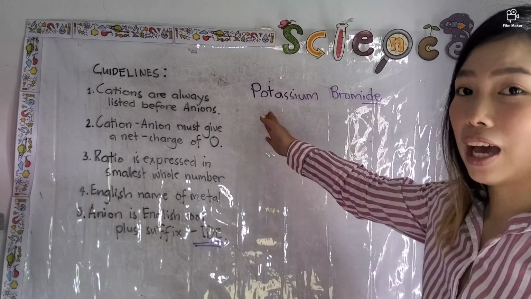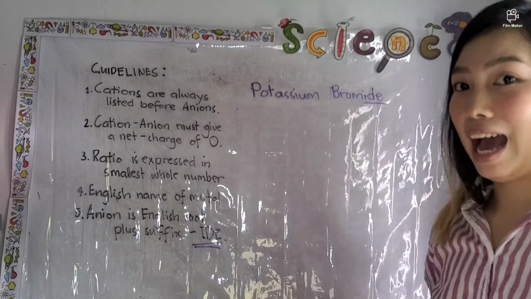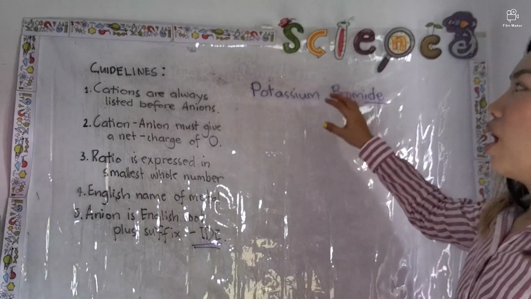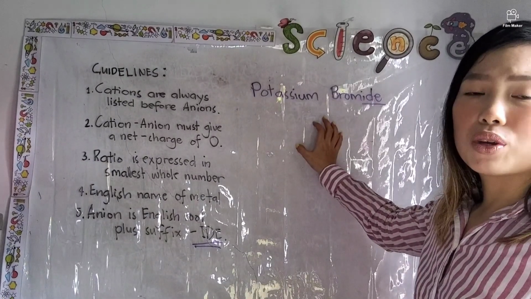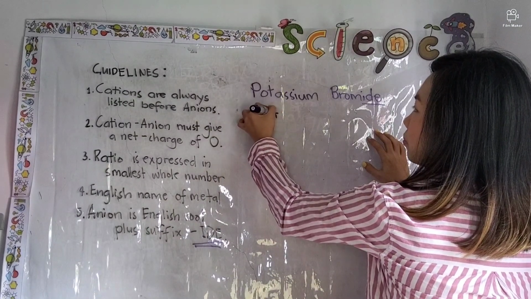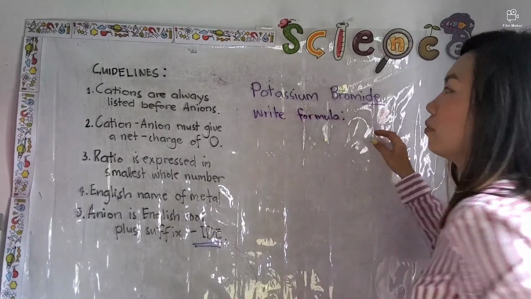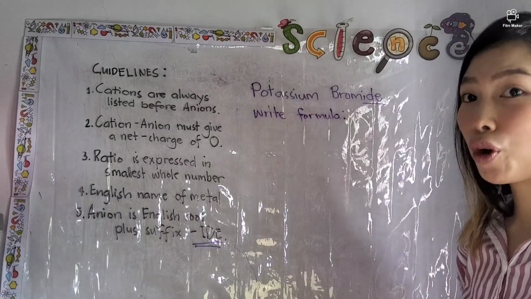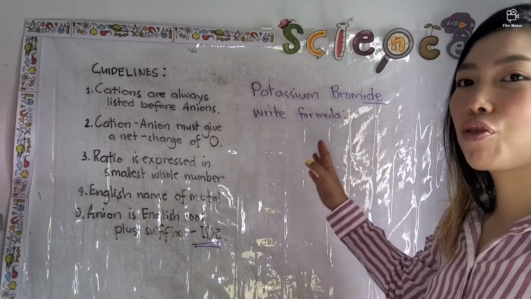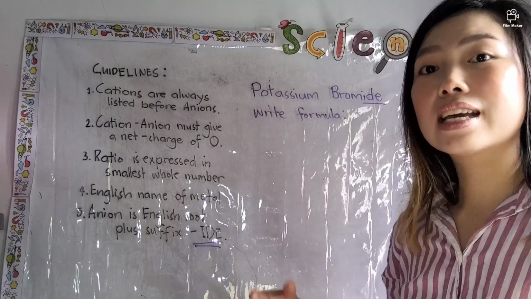Papalitan mo ba yung sa cation? No need. Ang pagpapalit ay dun lamang sa anion, dun sa non-metal. So, for example, ang goal natin dito is to write its formula. So, i-write natin yung chemical formula ng potassium bromide. So, in writing the chemical formula of the potassium bromide, syempre alamin mo muna is the symbol.